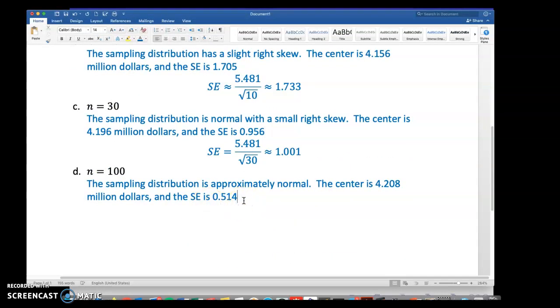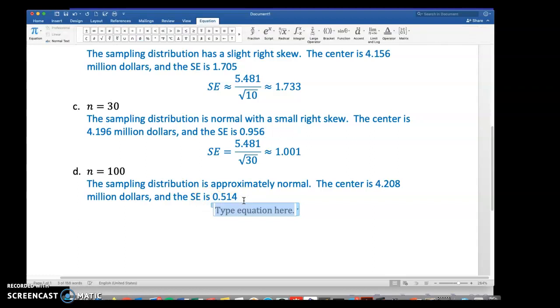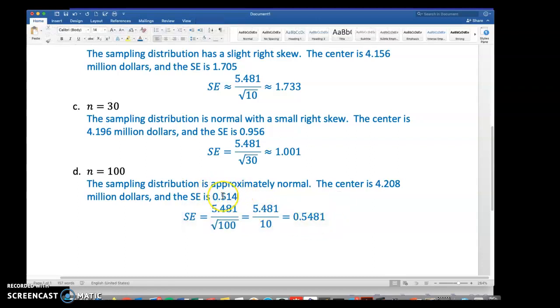And lastly, if we take samples of size 100, the standard error is going to be approximately the population standard deviation divided by the square root of 100. In this case, that's just 5.481 divided by 10, or 0.5481. And again, the bootstrap standard error we got in the last video is not exact, but pretty close.